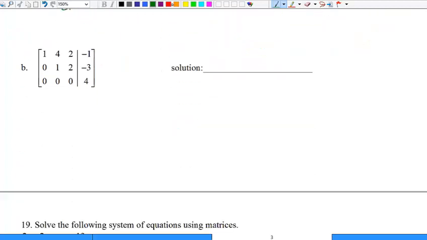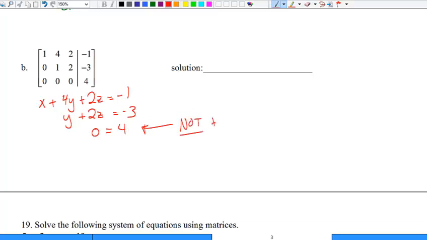On our next problem, part B, I'm going to rewrite my matrix in equation form. So that gives me x plus 4y plus 2z equals negative 1. Y plus 2z equals negative 3. And then 0 equals 4. Okay, this is a problem right here. This is not true. So this is never going to be true. So I don't really even care what the other equations say. 0 never equals 4, and this is a no solution problem. There is never going to be any solution that makes 0 equal to 4, so you can just stop and write no solution on that one.